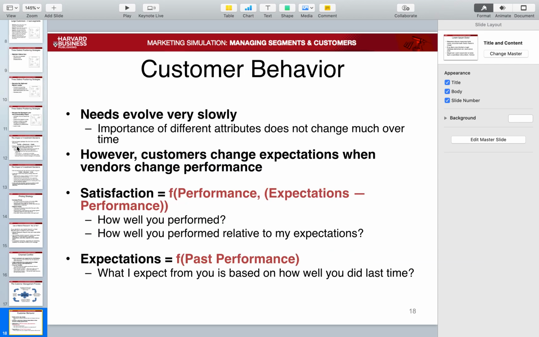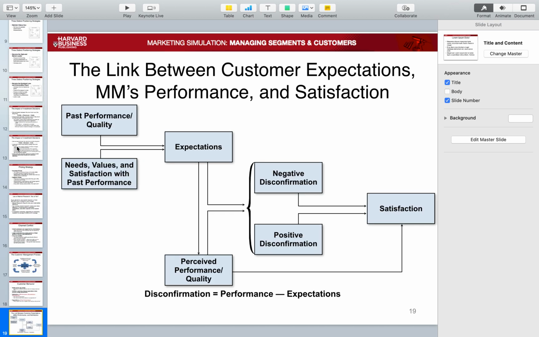Okay. Customers' needs evolve slowly. They do want better quality, but a little at a time. Okay, satisfaction is important. Expectations are based on past performance, but they want you to do a little bit better. That's of course kind of always how customers are. Customers are molded by our management decisions. So keep that in mind.